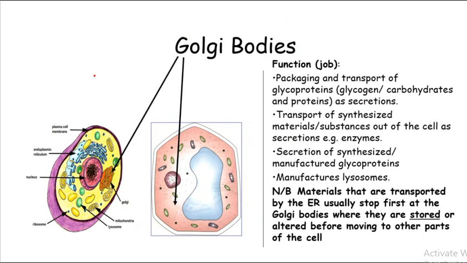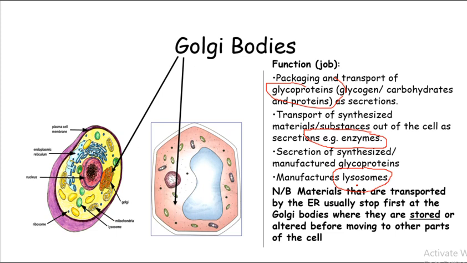Their role is to package and transport glycoproteins, and glycoproteins are made up of proteins and carbohydrates. They also transport synthesized materials or substances out of the cell as secretions, e.g. enzymes. They are transported by Golgi bodies. Apart from that, secretion of synthesized or manufactured glycoproteins is also their role, and they also manufacture lysosomes. Lysosomes, we'll talk about later on.